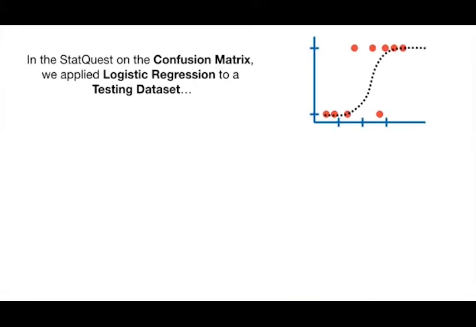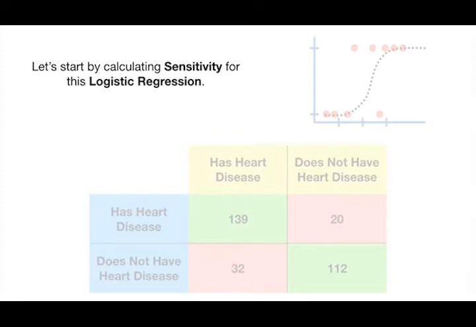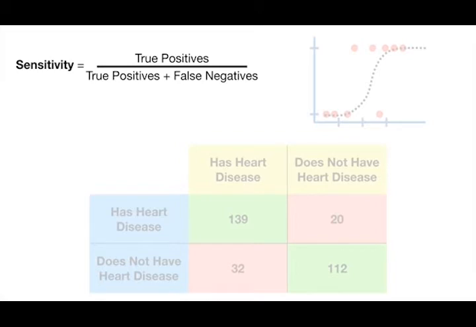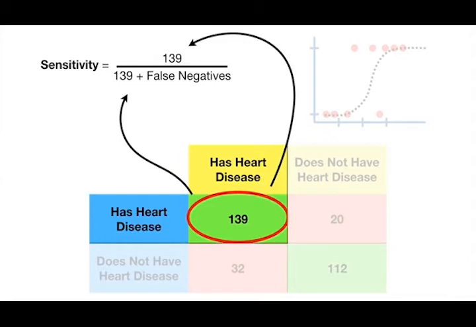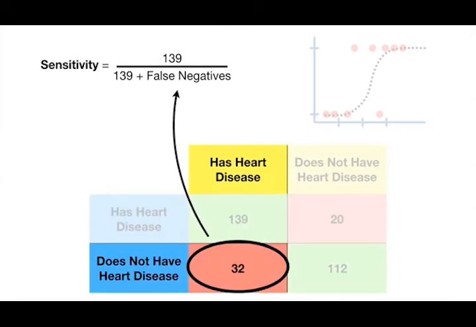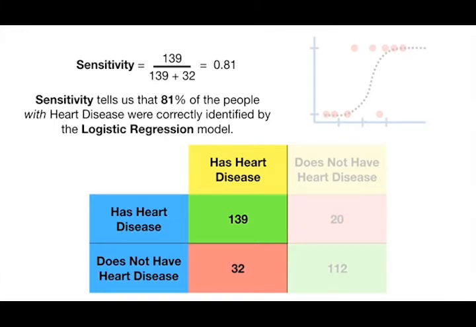In the StatQuest on the confusion matrix, we applied logistic regression to a testing data set and ended up with this confusion matrix. Let's start by calculating sensitivity for this logistic regression. Here's the formula for sensitivity, and for true positives, we plug in 139. And for false negatives, we plug in 32. When we do the math, we get 0.81. Sensitivity tells us that 81% of the people with heart disease were correctly identified by the logistic regression model.